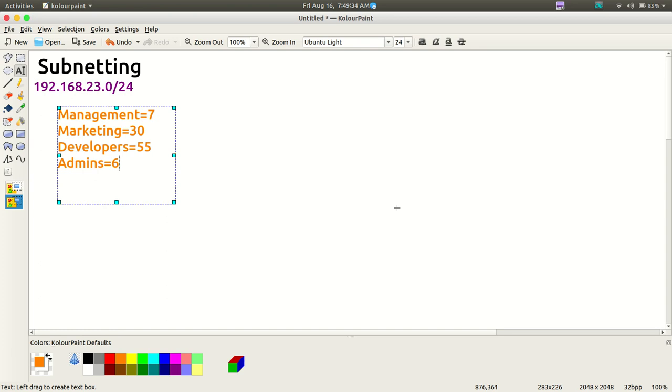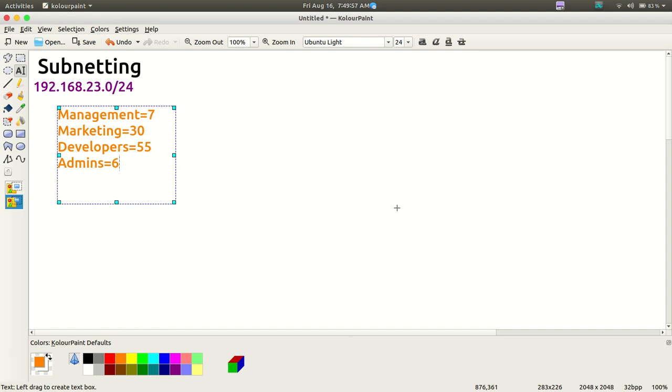Similarly, we have the marketing department, right? In marketing, there are only 15 people, but we have marketing's website, we have marketing's applications. We have various tools the marketing department is going to use. Maybe they have 7 printers in the marketing department, right? So basically, marketing requires 30 IP addresses, okay? But there may be only 15 people.